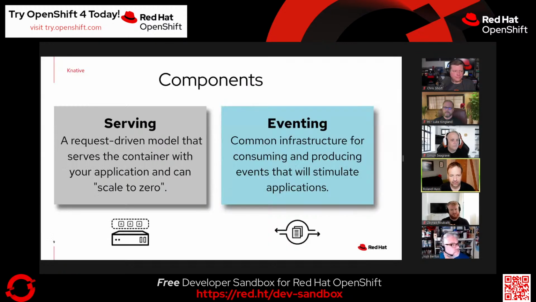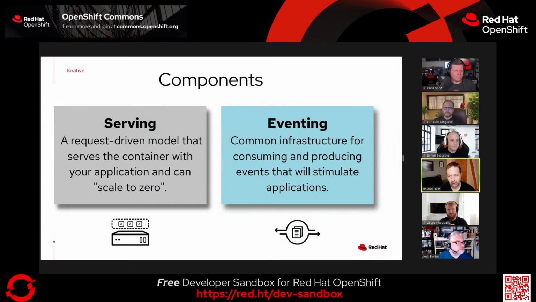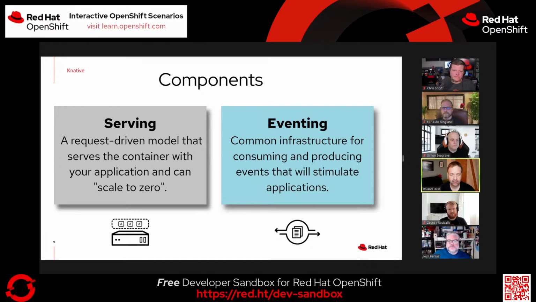And Knative actually consists of two major components. One is called serving, the other one is called eventing. Serving is all about a request-driven model that allows you to run your containers in a very simplified way, and it allows you to scale your applications automatically based on the load that comes to your service. This includes scaling down to 0, which means that if your application is not used at all, you don't have to pay anything for it to be deployed. I think this is one of the big things with the serving component.